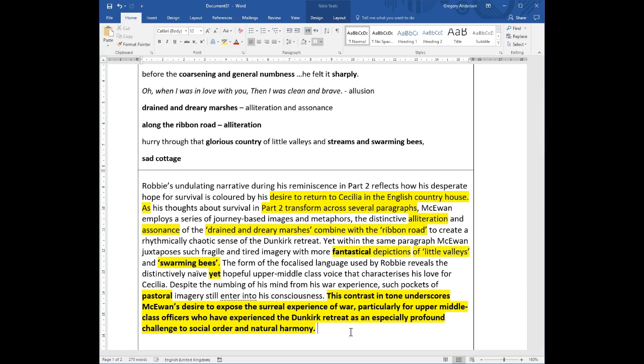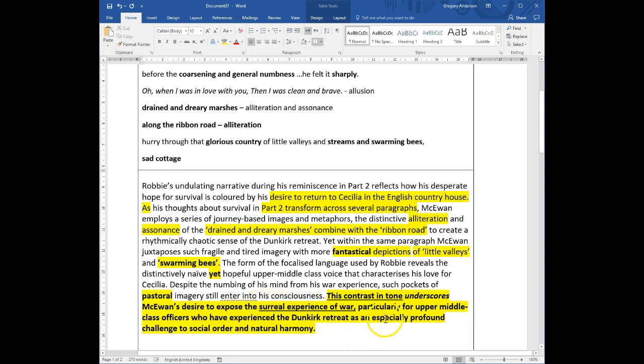And whilst it's at the end of the paragraph, it's attempting to be more than a bolt-on. So it links itself by referring to a contrast in tone. Then has our analytical verb here. So rather than suggest, we're saying that this contrast in tone is going to underscore the desire of McEwan to expose the surreal experience of war. And that is the piece of context that we are going to apply here.